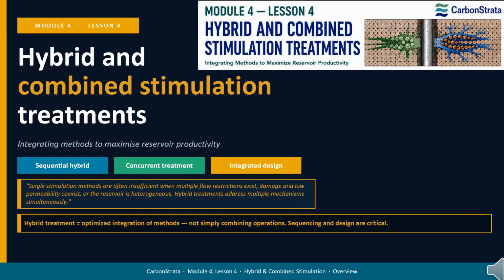3 ways to combine methods. Sequential, concurrent, integrated. These are not variations. They exist because the problem is no longer single. Now the statement in the middle explains why. Single methods fail when multiple restrictions exist at the same time: damage, low permeability, or different behavior across the reservoir. So the decision changes. Not which method to use, but how to combine them.